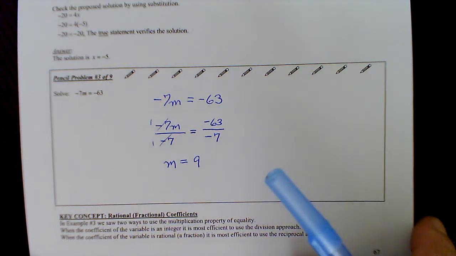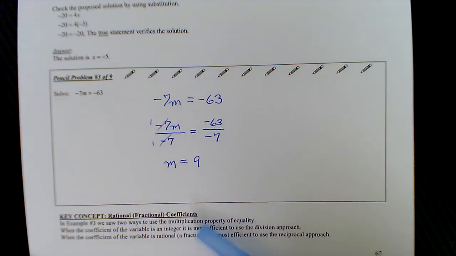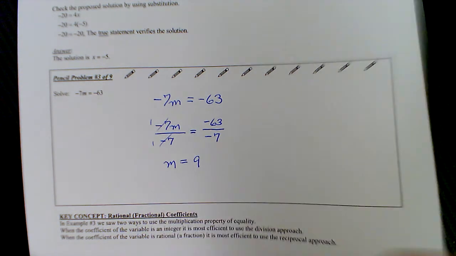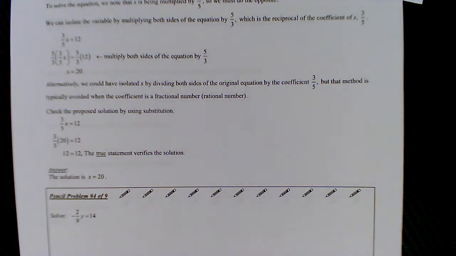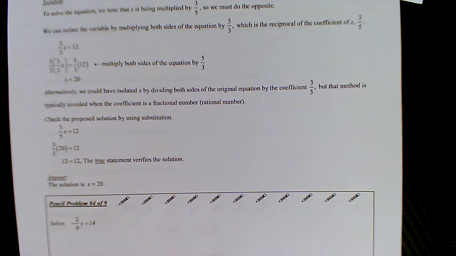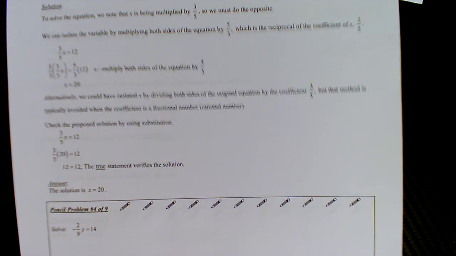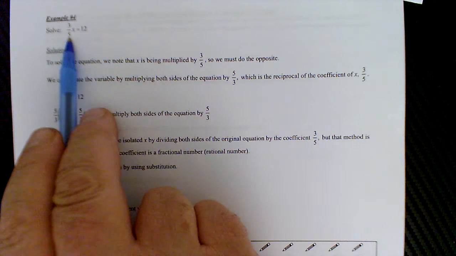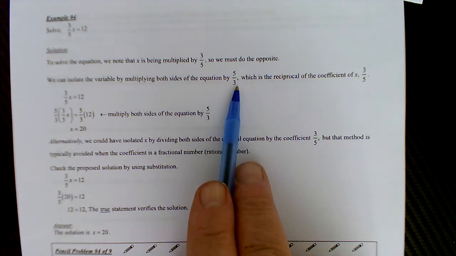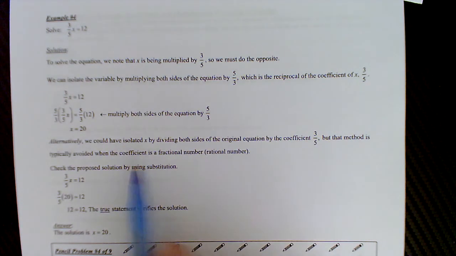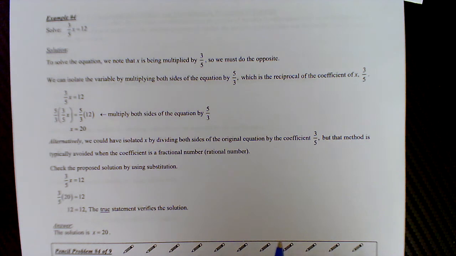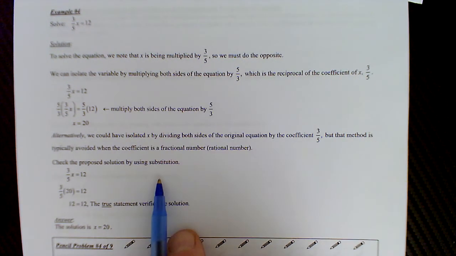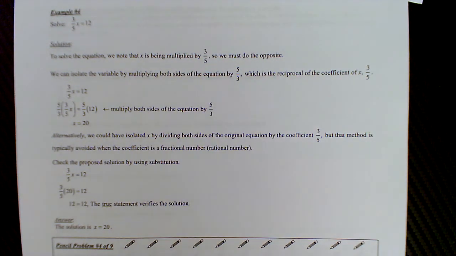If we have rational or fractional coefficients, that's where the idea of the reciprocal may be valuable. But I actually have a little trick for you. You could read through the example where the coefficient was 3/5 and we multiplied by its reciprocal 5/3 to obtain the solution. But here's a little trick, and I'll show you this for this example, and then for the pencil problem as well.